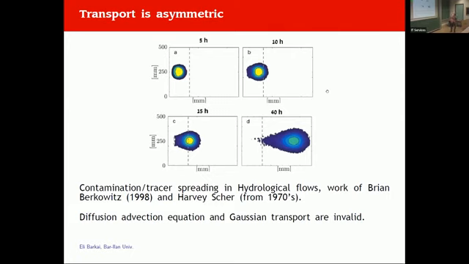So these are some simulations in a porous medium. This is millimeter scale, and as time goes by, this is in 2 dimensions. So the bias is in this direction. And in the long time limit, you see this type of shape of the density of particles. There is a symmetry breaking in the direction of the bias. And this was discussed in the context of hydrological flows, traces in contamination, etc.